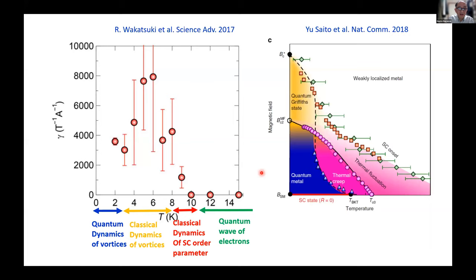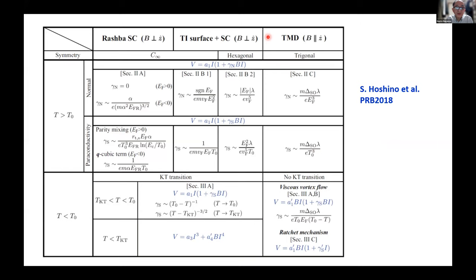So after that, we try to explore more globally the behavior of two-dimensional superconductivity, depending on the Rashba or topological surface and the transition metal dichalcogenide. So the symmetries are different. So here is C infinity and hexagonal and trigonal. So then we can derive the Ginzburg-Landau theory and consider the cubic term with respect to the wave number of the order parameter, etc.